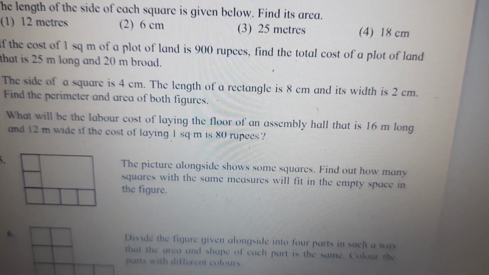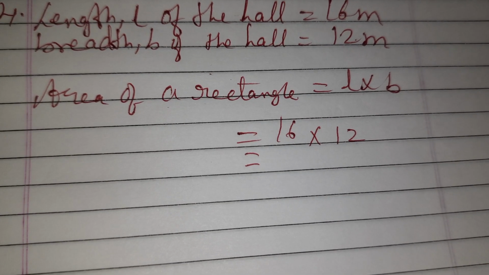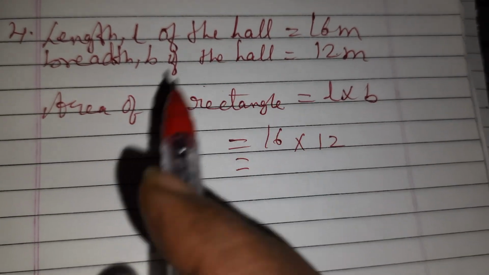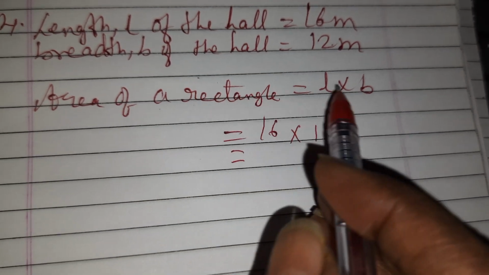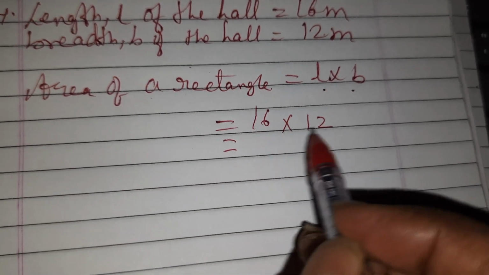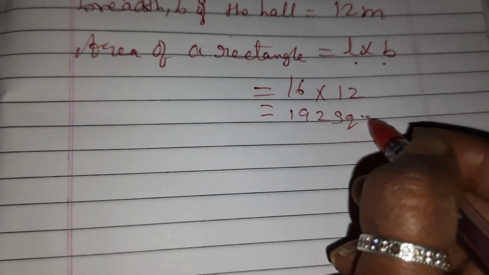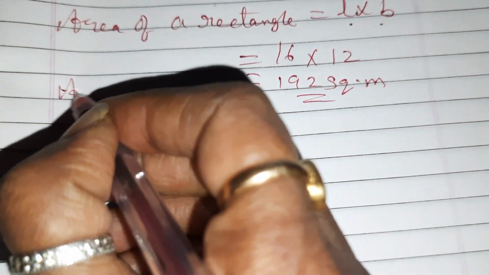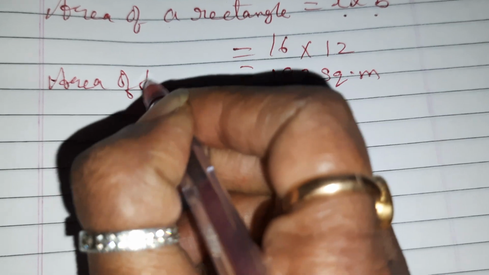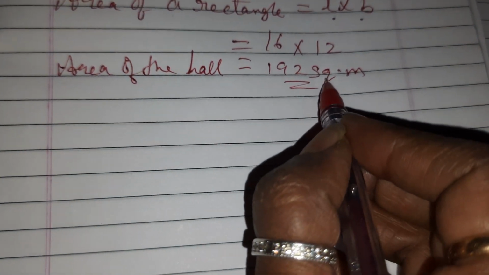So first we will find out the area of this hall, then we will multiply with 80 rupees. Length of the hall 16 meter, breadth of the hall 12 meter, area of a rectangle is L into B, and 16 into 12. Let's multiply, children. So we are getting 192 square meter. So the area of the rectangle, that means the area of the hall, is 192 square meter.